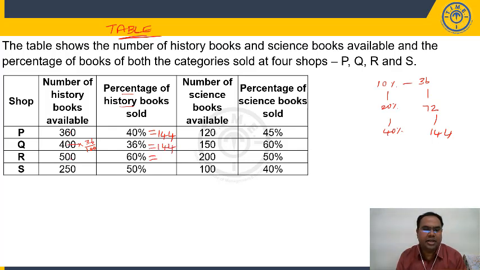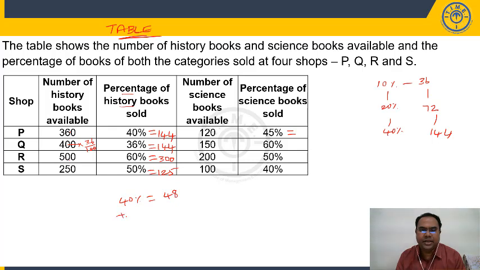This is 60%. 10% is 50. 60% means 50 into 6, 300. 50% means exactly half. Half of 250 is 125. Look at this. 45%. 45% is how much? 40%?